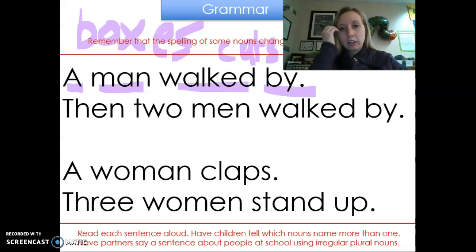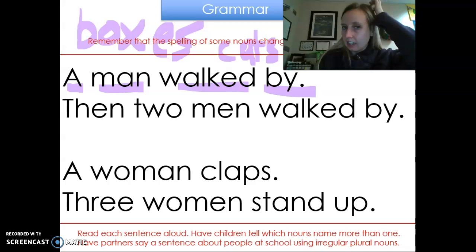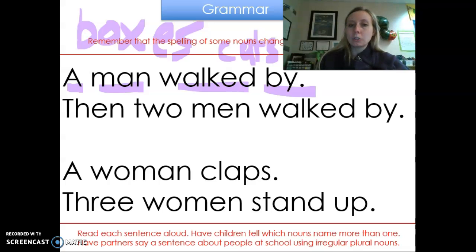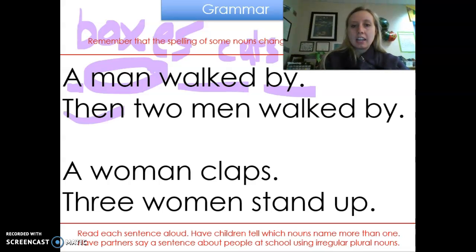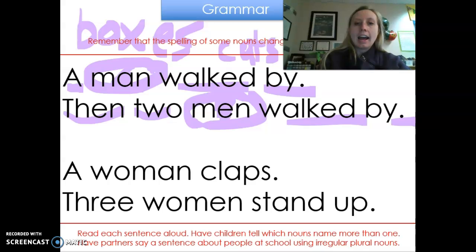So the noun can change. When you have a plural noun, irregular plural noun, the whole word changes. So man, we wouldn't say mans. That makes no sense. Mans. You say then two men walked by. So the A became an E. So A to E. Man becomes men.